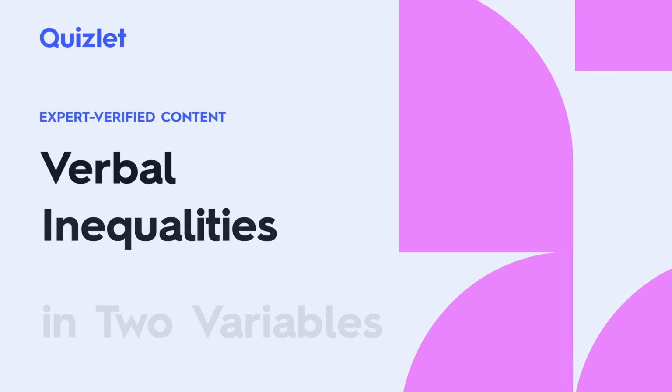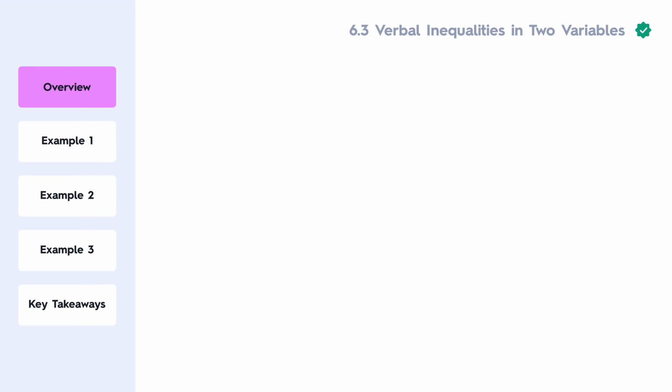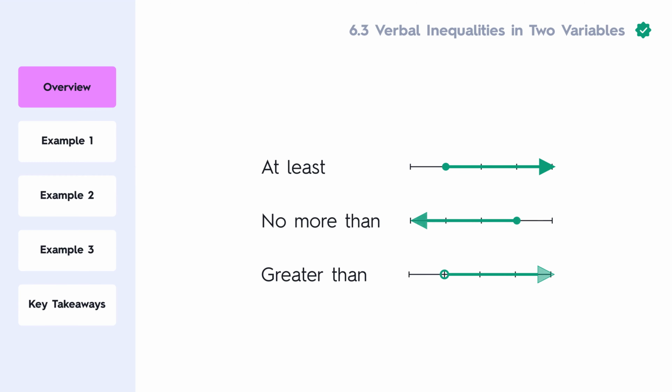Today, we're taking a look into a practical topic, verbal inequalities in two variables. We're all familiar with phrases like at least, no more than, or greater than. In math, these phrases translate to inequalities that describe a range of possible values. But what if we're working with two variables instead of just one?